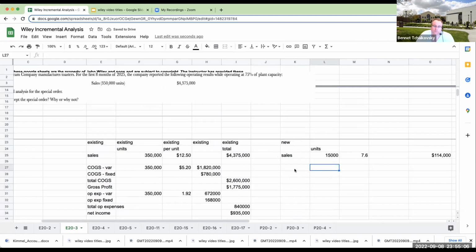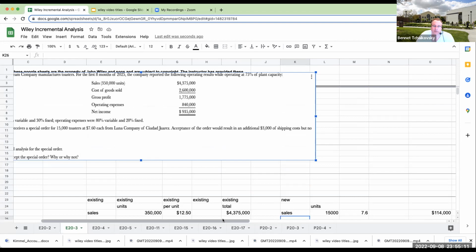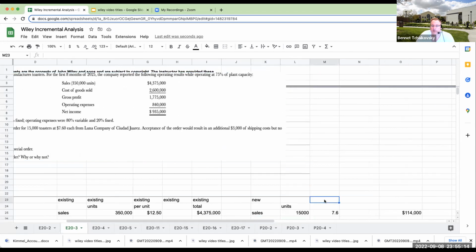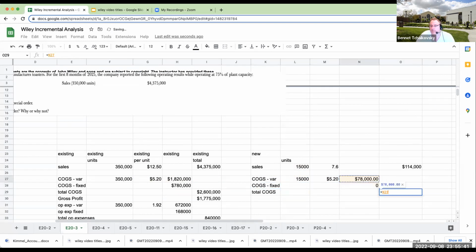Okay. So we've got 114,000. And it also tells us over here, if we go through and accept it, what else does this look like? Well, our cost of goods sold variable at 15,000 units is going to be $5.20 per unit, right? Because that's the variable amount over here. So over here, I'm going to multiply this through. My cost of goods sold fixed is going to be 0. So my total cost of goods sold is basically going to be over here at 78,000.